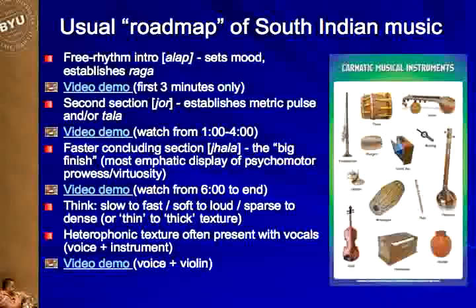Typically, the concluding section of a typical 3-section scheme in traditional music in India is the jhala, the faster concluding section, or the big finish, if you want to think of it that way. It's the most emphatic, most impressive display of psychomotor ability, virtuosity, musical expressiveness.